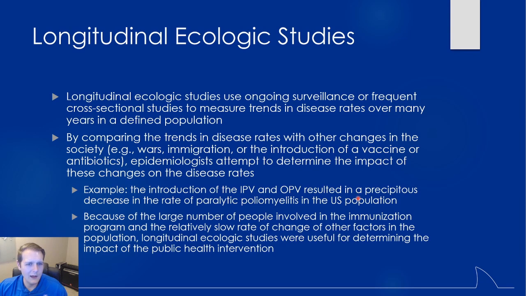So maybe we want to look at disease rates and how they change based on the effects of certain big cultural issues like wars or immigration, things like that. Say, for instance, you want to look at the introduction of a certain type of vaccine and then seeing how the rate of the disease is in the U.S. population afterwards, right? And so using a longitudinal study can really help to look for those trends. Again, good for associations, not good for causation.